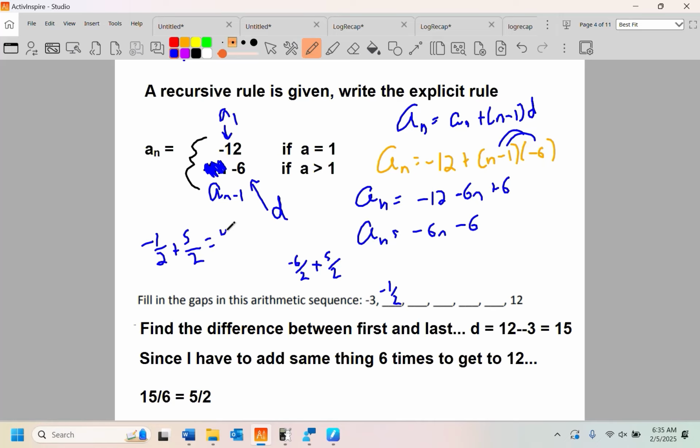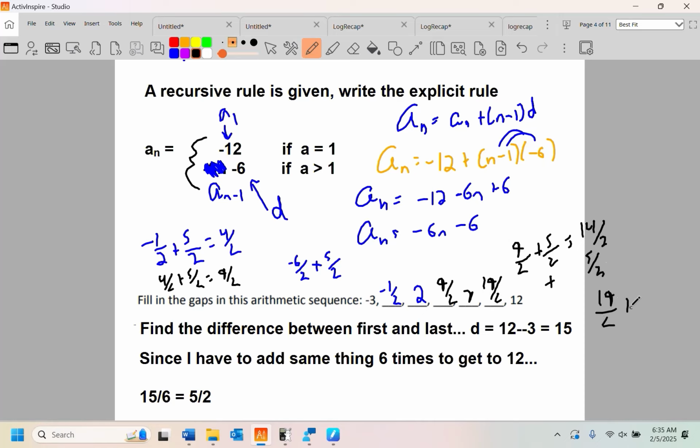That's going to be 4/2, which is 2. And then we're at 4/2, and we're going to add 5/2, and that's going to give us 9/2. And then we're at 9/2, and we add 5/2, and that's going to give us 14/2, which is 7. And now we're going to add another 5/2, and that's going to give us 19/2. So we're at 19/2, and we add 5/2, and now we're at 24/2, which is 12.